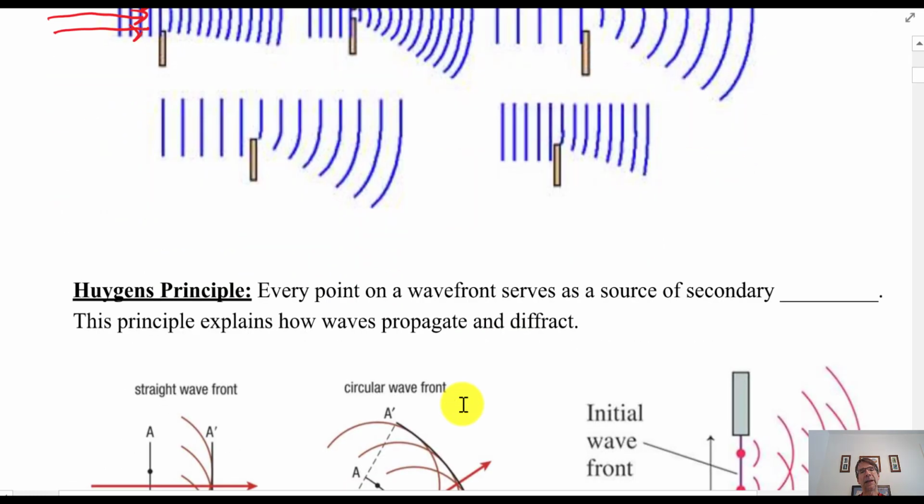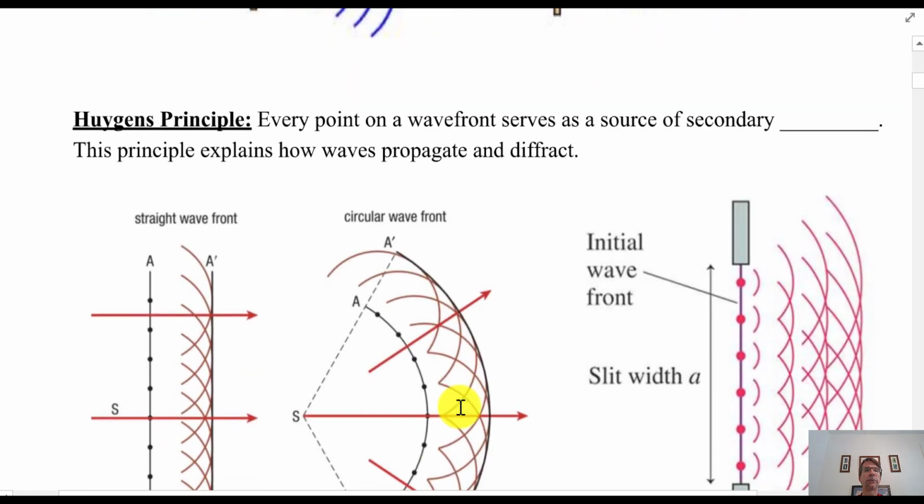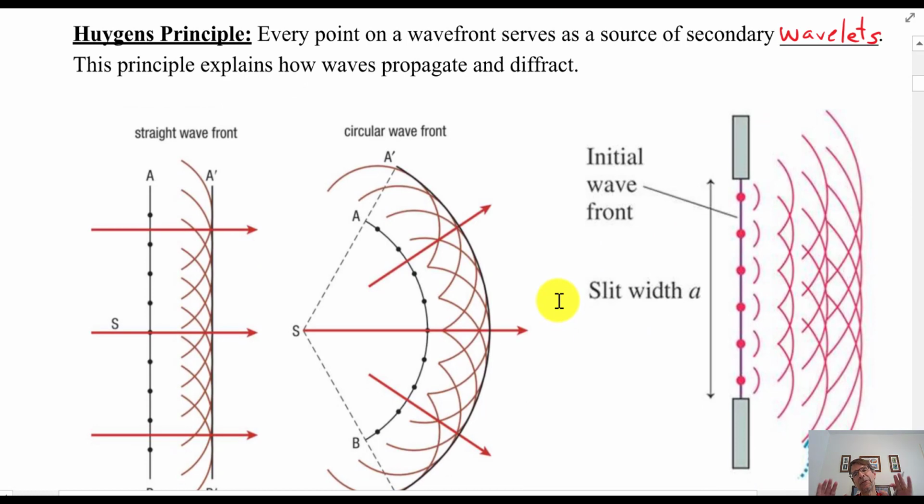All right, so a lot of this bending, to get really technical, is due to what's called Huygens' principle. The principle is that every point on a wavefront serves as a source of secondary waves, usually referred to as wavelets. This basically explains how waves propagate and how they bend around corners.